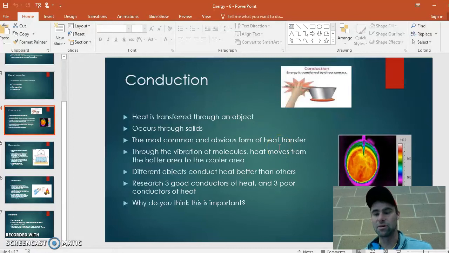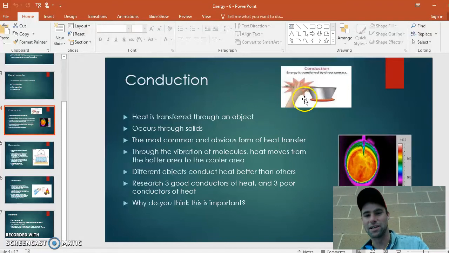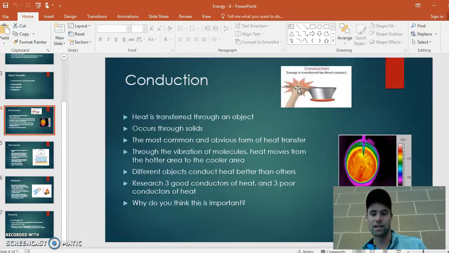Now we have some objects which are really good conductors, like metal, and some which are really poor conductors, like wood. And from that we can design our utensils in a way where we're not going to burn ourselves. So for example, this guy who's about to grab this handle, which is metal, it would make sense if we had something on the top there which was a poor conductor of heat, so he wouldn't burn himself.